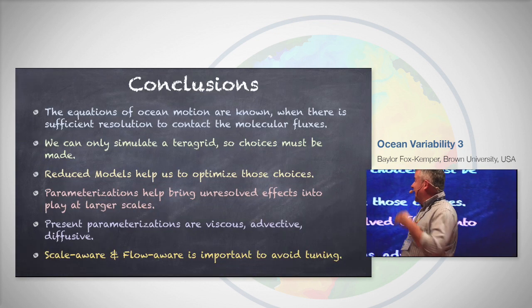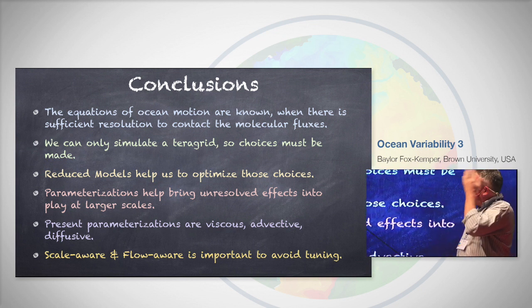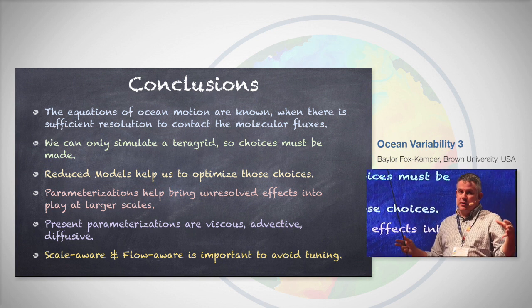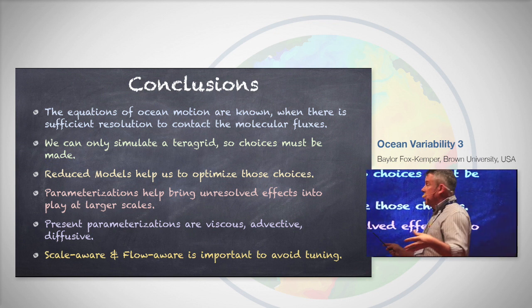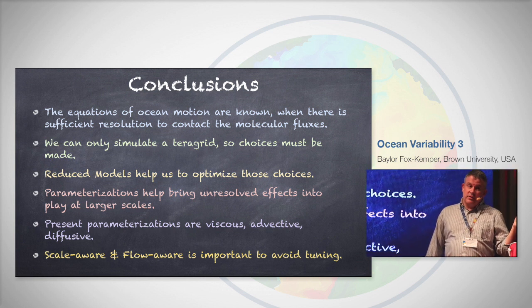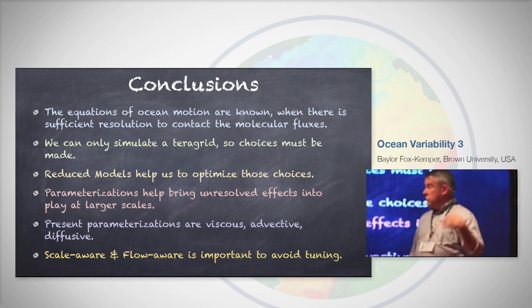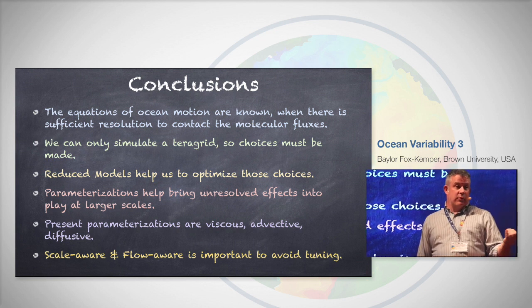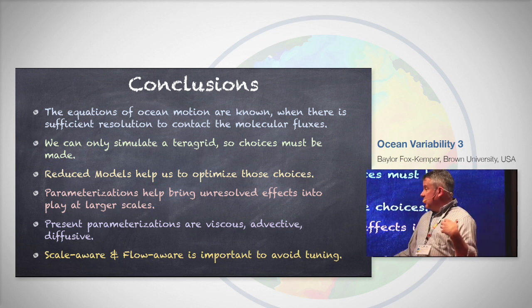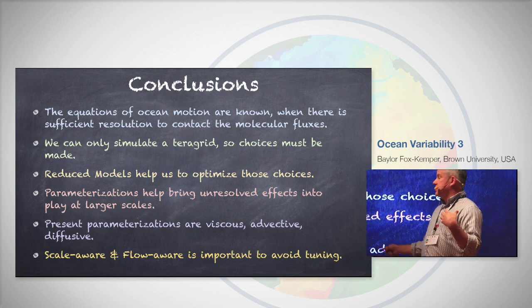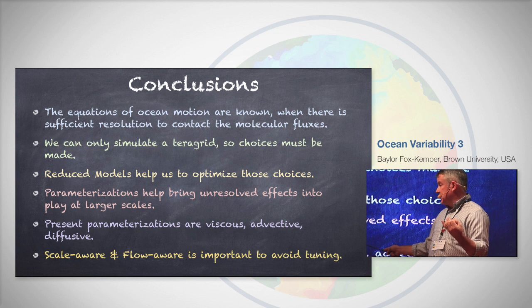So let's conclude. The equations of ocean motion are known, but when there's sufficient resolution to contact the molecular fluxes, we can only simulate about a teragrid. It's this idea of 1,000 times 1,000 times 1,000 times 1,000 in terms of grid scale and time steps. So we have to pick. Reduced models, like the wave-averaged equations, help keep expensive physics out, like sound waves. But parameterizations help us bring unresolved processes in. You have to know a whole lot about the behavior of the turbulence in order to develop these, or the biology, or the fisheries. There are lots of parameterizations that we think about. It takes a pretty intensive process study to get those in.